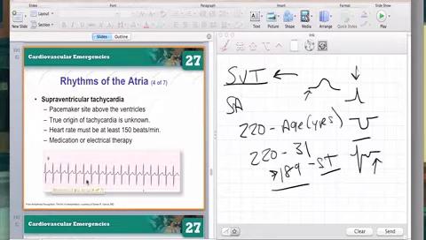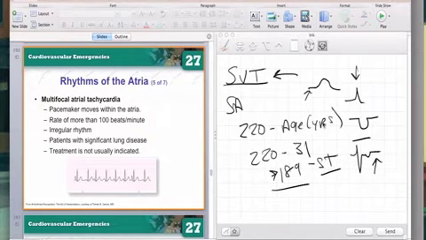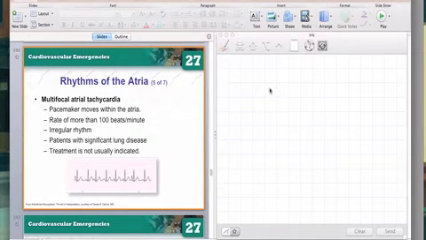Normal R to R intervals, usually, we're not going to be able to see P waves. And because we can't see P waves, we're not going to be able to see a PRI. And the rate is usually going to be above 150. If we can't tell where the rhythm's coming from, we call it an SVT. All right? Which brings it on to our next one, MAT.